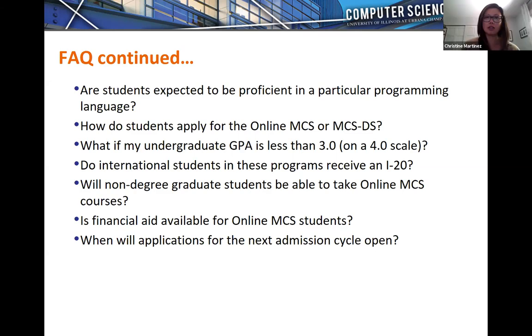Okay. And then next question we've already kind of answered, but we can go over it again. Is financial aid available for online MCS students? So it's a fully accredited degree. You're welcome to apply for financial aid. Things like assistantships, like a teaching assistantship or a research assistantship that are sometimes available for programs that would provide a tuition waiver, those are not available to online students in this program.